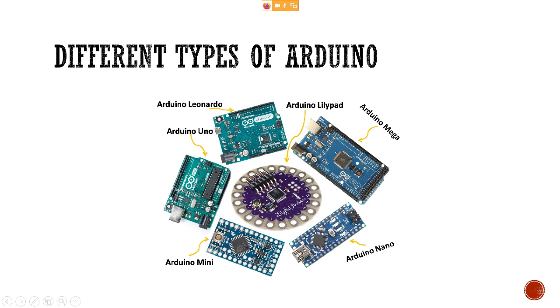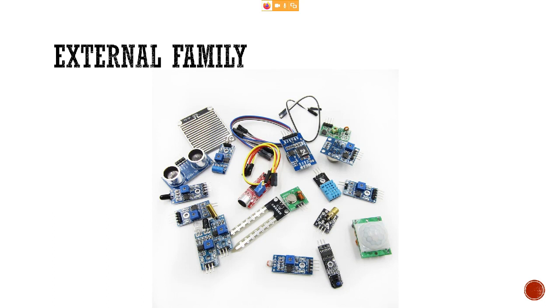Then we have the external family. Arduino has no use if it is not connected with any sensors or actuators. So there are plenty of sensors made by third parties which can be integrated with Arduino, like an ultrasonic sensor, IR sensor, a microphone, humidity sensors, motor drivers, motors, and LEDs, etc.